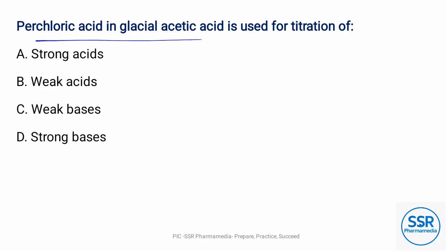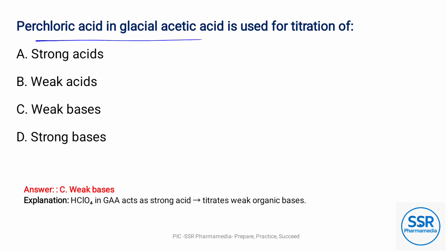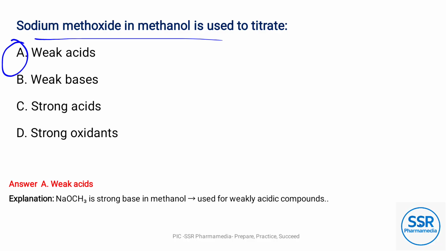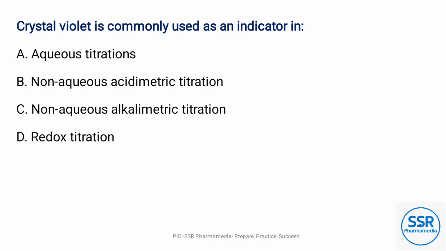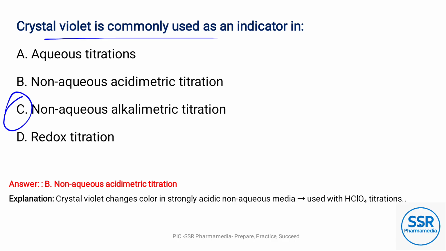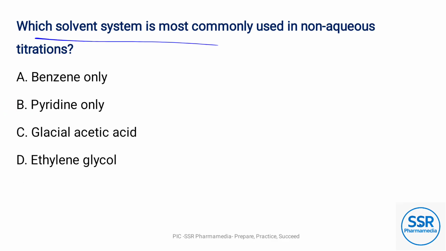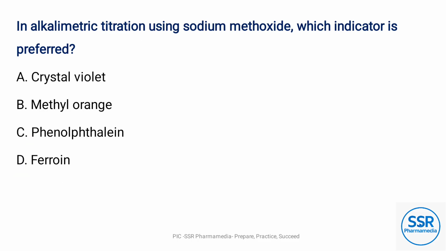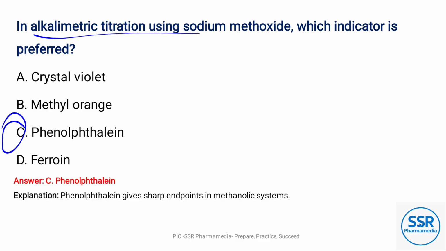Perchloric acid in glacial acetic acid is used for titration of, option C, weak bases. Sodium methoxide in methanol is used to titrate, option A, weak acids. Crystal violet is commonly used as an indicator in non-aqueous acidimetric titration. Which solvent system is most commonly used in non-aqueous titration? Option C, glacial acetic acid. In alkalimetric titration using sodium methoxide, which indicator is preferred? Option C, phenolphthalein.